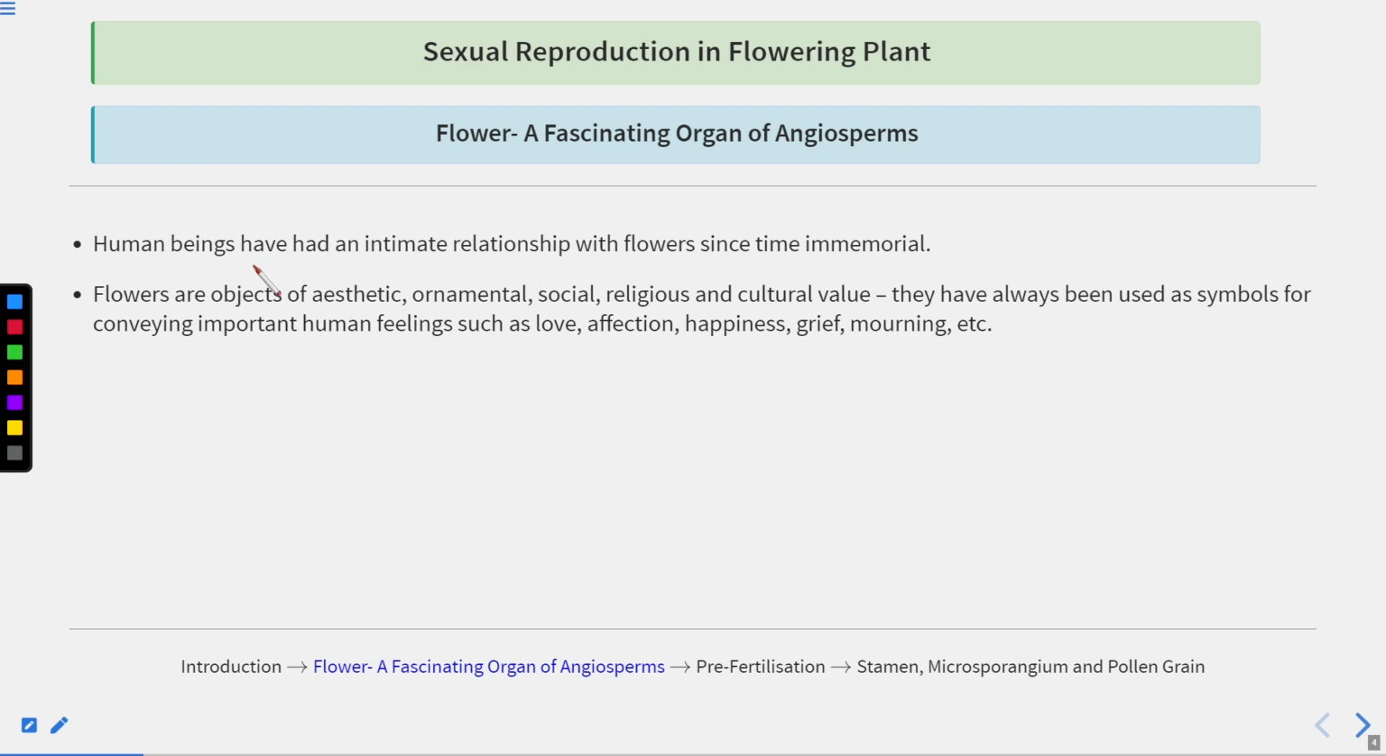Now, human beings have had an intimate relation with the flowers since time immemorial. Human beings, meaning the humans, have a very intimate relationship with the flowers. Flowers are the object of aesthetic, ornamental, social, religious, and cultural value. So these flowers have a lot of aesthetic value, ornamental value, social value, religious value, as well as cultural value.